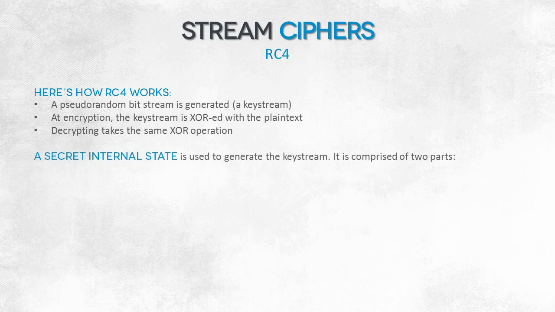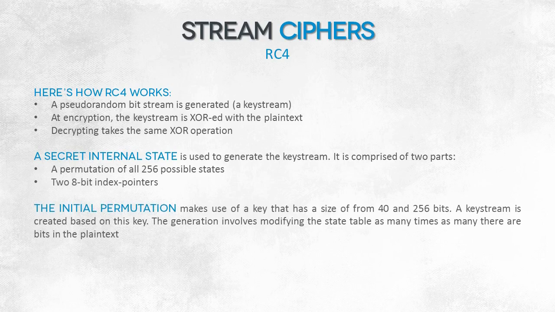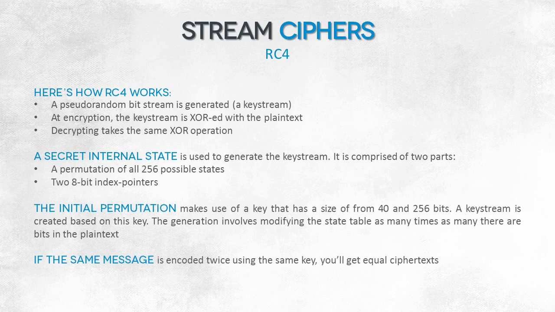To generate this cipher, you need a secret, an initial state. The initial state is usually generated by a permutation of the 256-state box and two 8-bit index pointers. Once a key stream's initial state is generated, it can be made longer to match the length of the plain text.